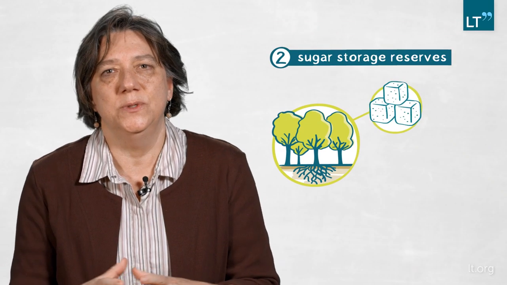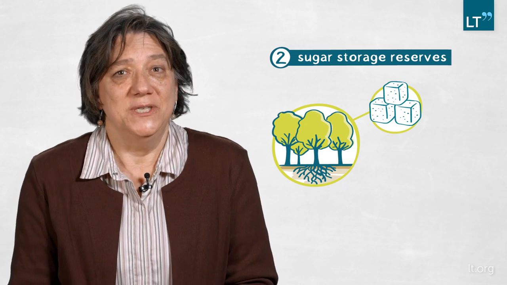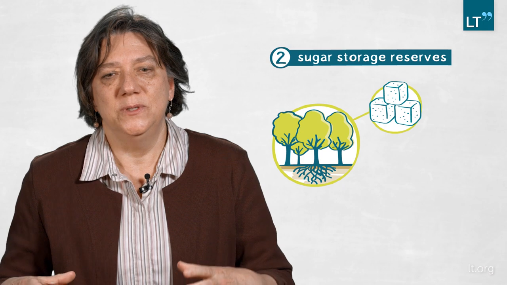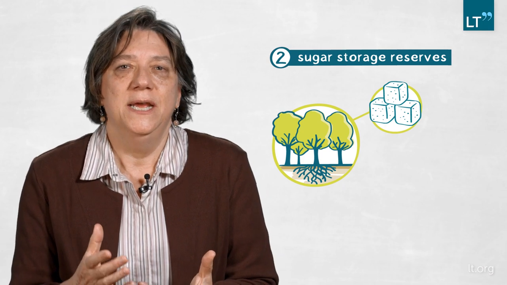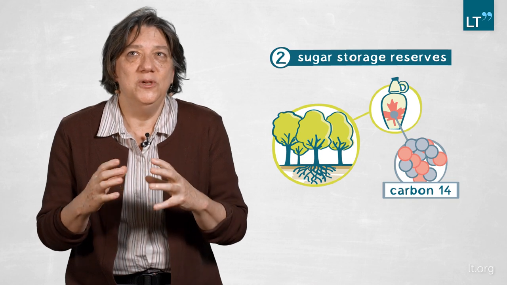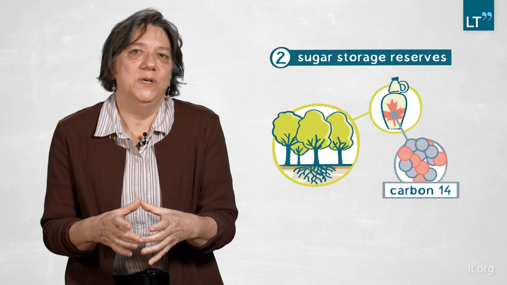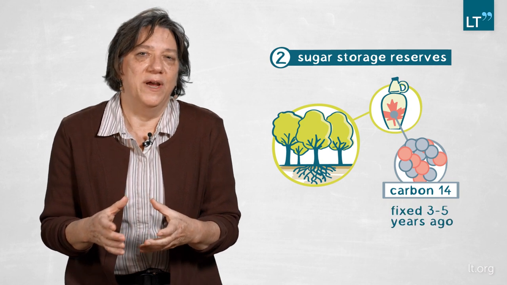A second example of using carbon-14 is that we can look at faster processes, like how old the sugars are that trees use as their storage reserves. And the most interesting example of this is that we used the carbon-14 in maple syrup to determine that the carbon used in that sugar used by those trees was fixed on average 3 to 5 years ago.